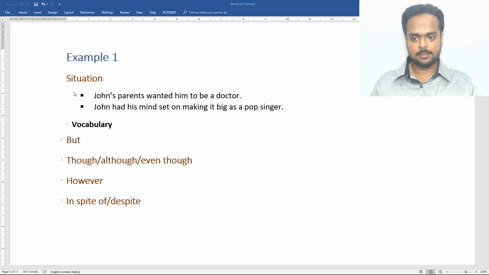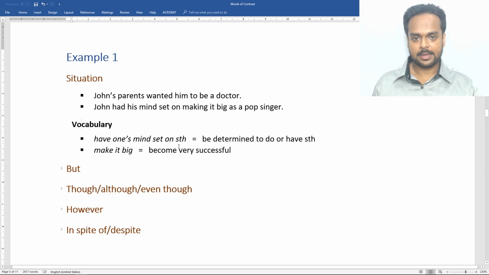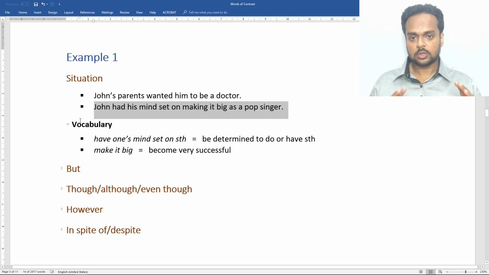John's parents wanted him to be a doctor. John had his mind set on making it big as a pop singer. Now, before we talk about how to connect these two sentences using words of contrast, let's take a look at a couple of vocabulary items that you will need for this. To have one's mind set on something means to be determined to do or to have something. And to make it big means to become very successful. So here in this second sentence, John had his mind set on making it big as a pop singer means that John was determined to become a successful pop singer.